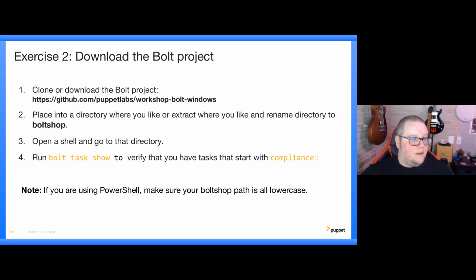So pretty simple here. We want to either clone or download that project. The address is right there: github.com/puppetlab/workshop-bolt-windows. Put that in a directory wherever you want to. We would want to rename that to Bolt Shop. And then in whatever shell you're using, go into the directory and run a bolt task show. You should have some tasks. Actually, that's a typo. That should be Bolt Shop, that it should stay there. So I'm running bolt task show, and you should see Bolt Shop listed.